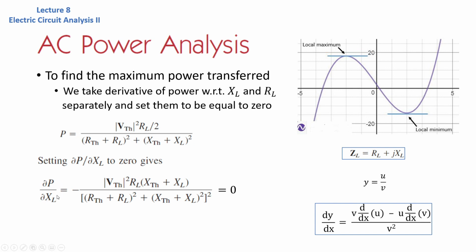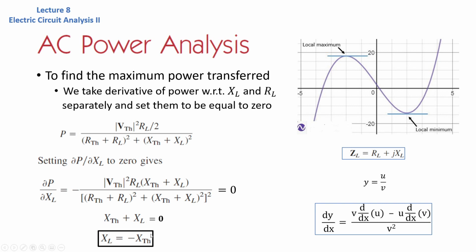So when we set this partial derivative with respect to xl to 0, we can see that this term will be cancelled because of the cross multiplication, right? So we will have this expression, and rather this equation where x Thevenin plus xl is equal to 0, and from here we can find this condition for xl that allows maximum power to be delivered to the load, right?